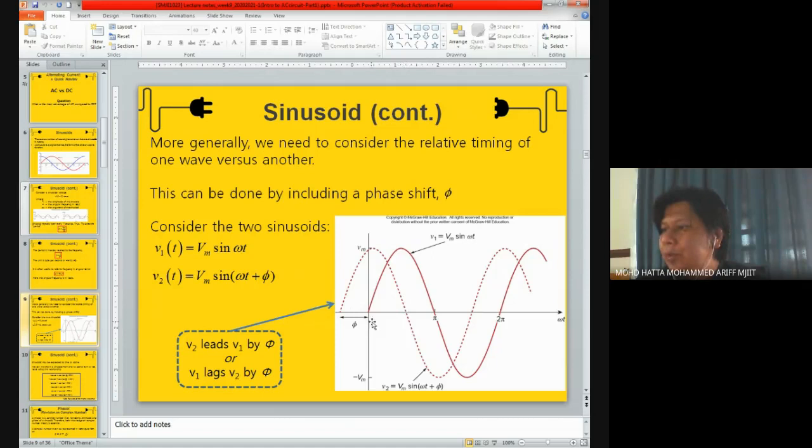The way we write the first one, V1 of t, equals Vm sine omega t, because it starts from omega t equal to 0 over here. If you look at V2, we have a bit of phase shift over here. V2 can be written as V2 equals Vm sine omega t plus phi, where phi is the phase shift of the waveform.